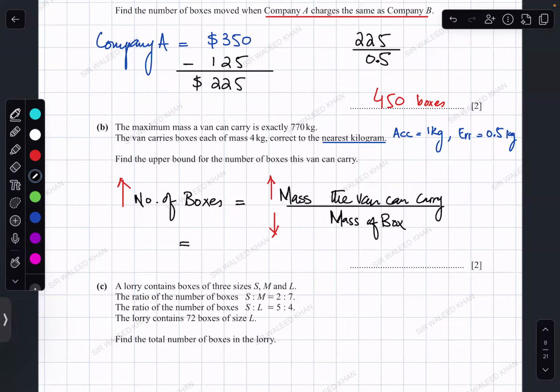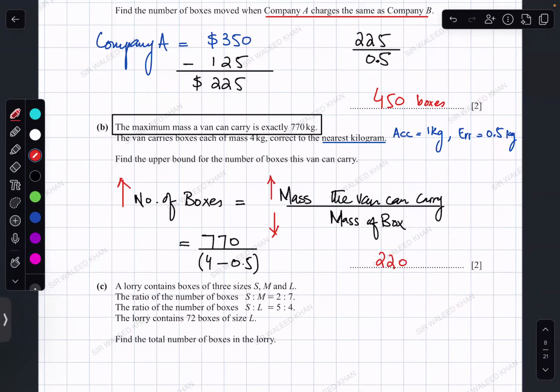So that means the maximum mass a van can carry, they have already given us the upper bound for this. What is that? The maximum weight this van can carry is 770. That's already the upper bound of it. Divided by the lower bound of mass of box, that will be 4 minus 0.5. Is that clear? 770 divided by 3.5, that will be 220.